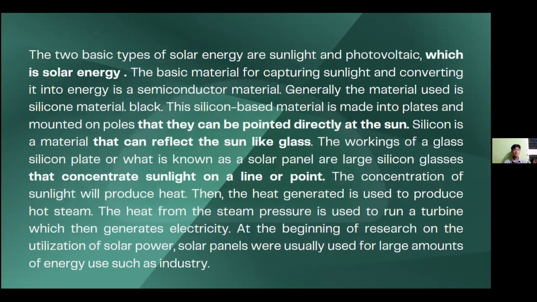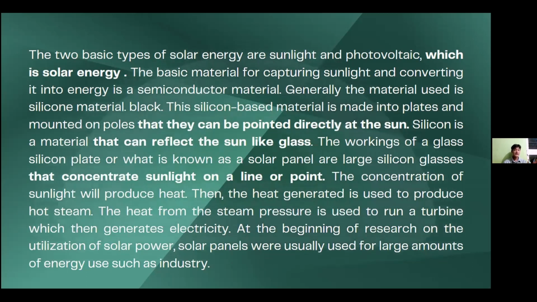This silicon-based material is made into plates and mounted on poles so that they can be pointed directly at the sun. We have one bold clause: that they can be pointed directly at the sun. That is an adjective clause explaining the preceding word, silicon material. Okay. The silicon is a material that can reflect the sun like glass. That is an adjective clause explaining the preceding word, material.